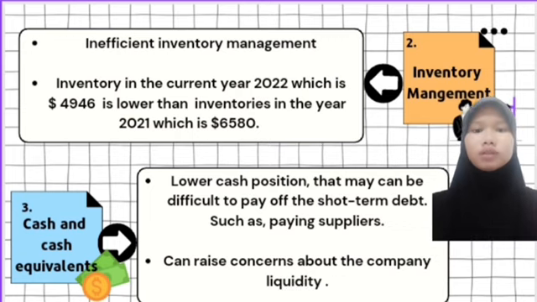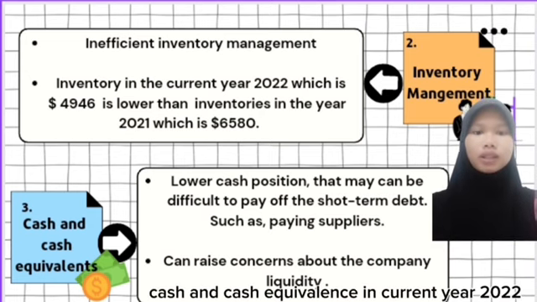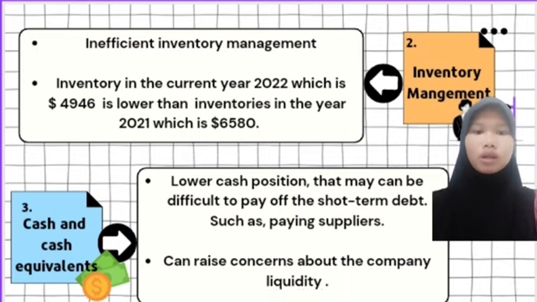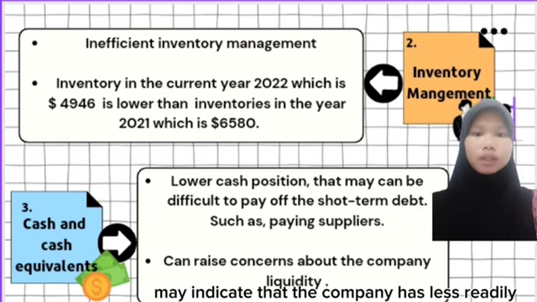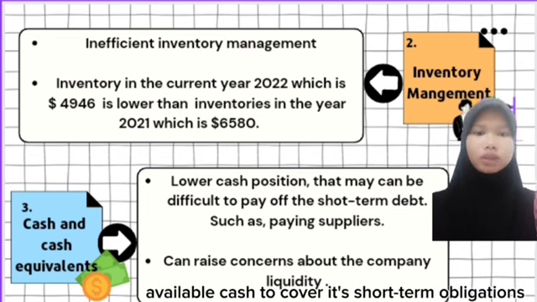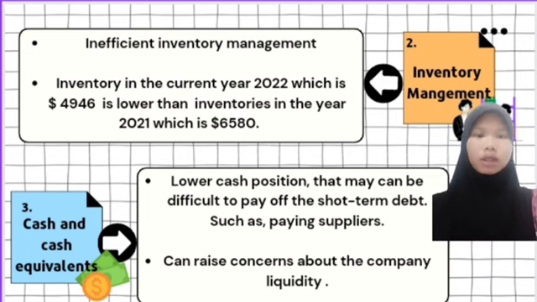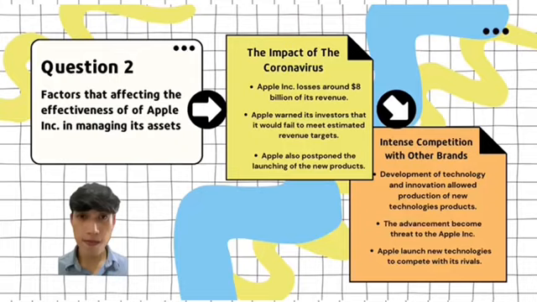For the third factor, it seems Apple Inc.'s cash and cash equivalents in the current year 2022 is lower than the past year 2021. A lower cash position may indicate that the company has less readily available cash to cover its short-term obligations such as paying suppliers. This could raise a concern about the company's liquidity and ability to meet its financial commitments.